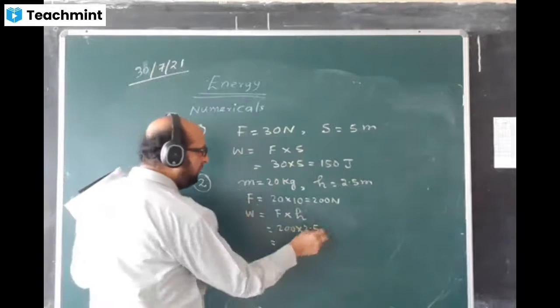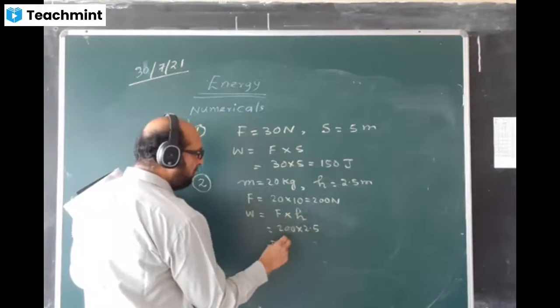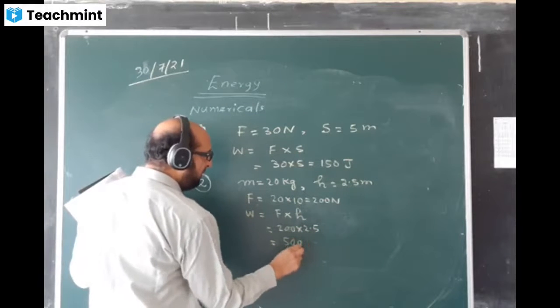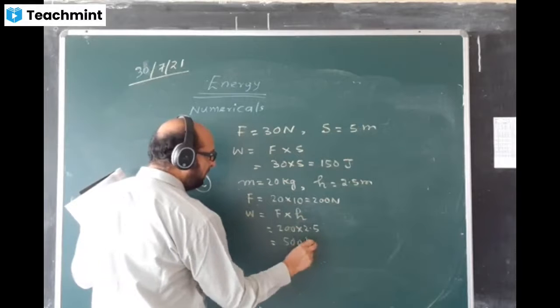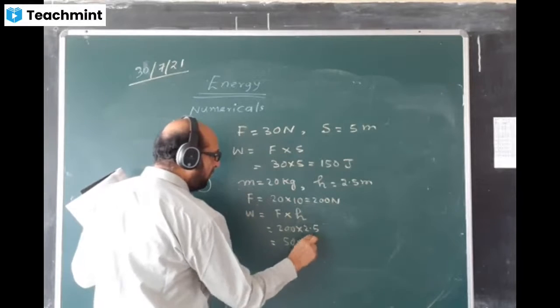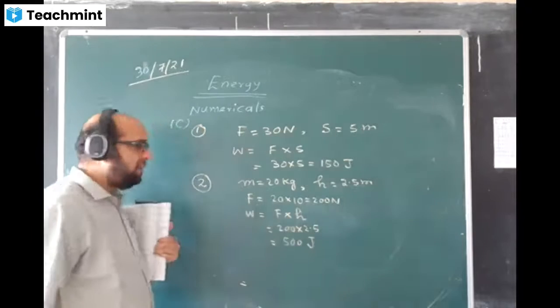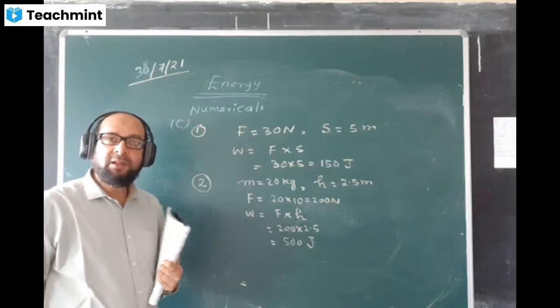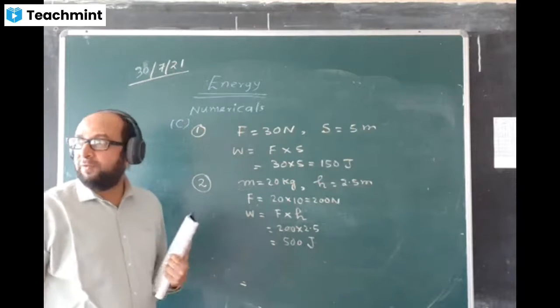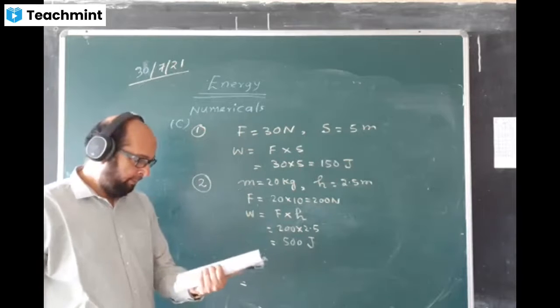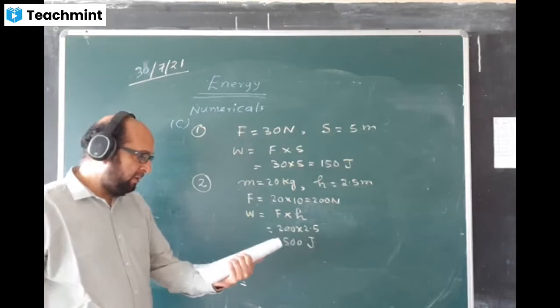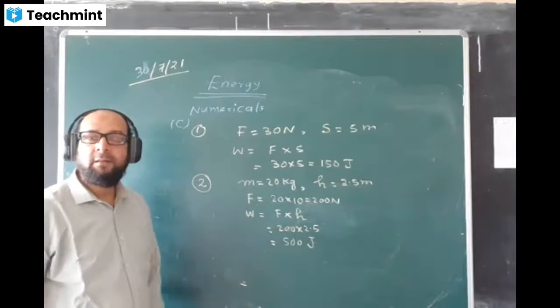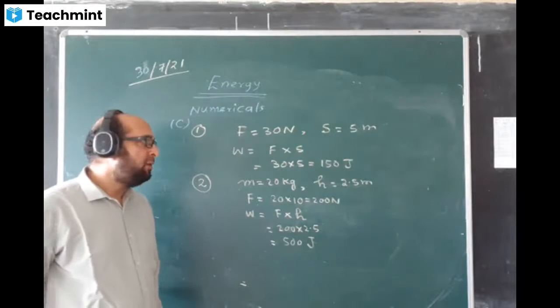Now find the answer. The point will go, 10 is coming. The point will remove one 0. 500 joule. The unit of work is joule. So, 500 joule. Please check and ask me if you have any doubt to be clarified. Is it clear or not? Please check and tell me. Is it clear?